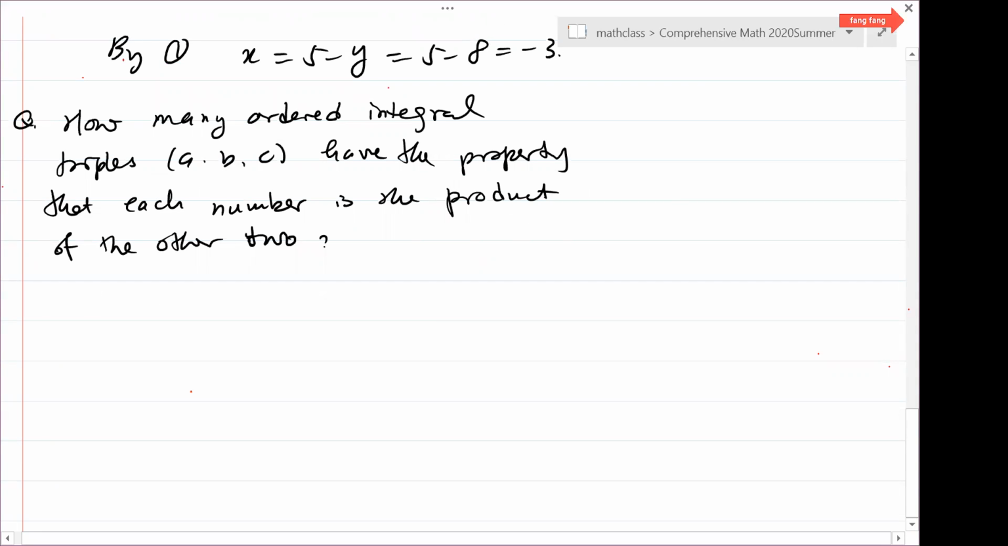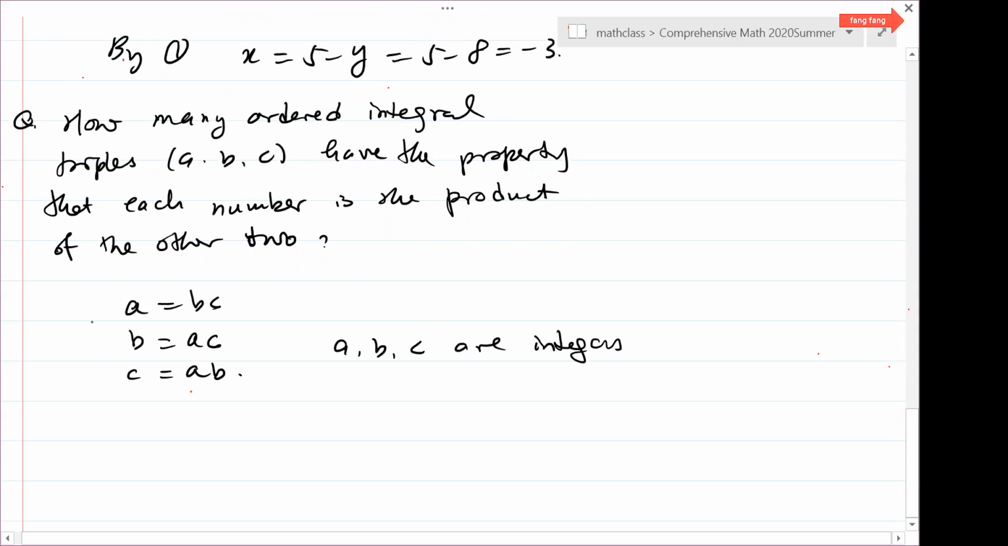Right. So you have A and B and C. Okay. So we have the properties here. A equals B times C. B equals A times C. C equals A times B. And here A, B, and C are integers.